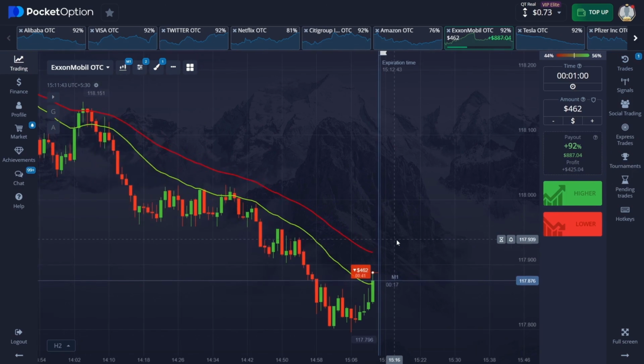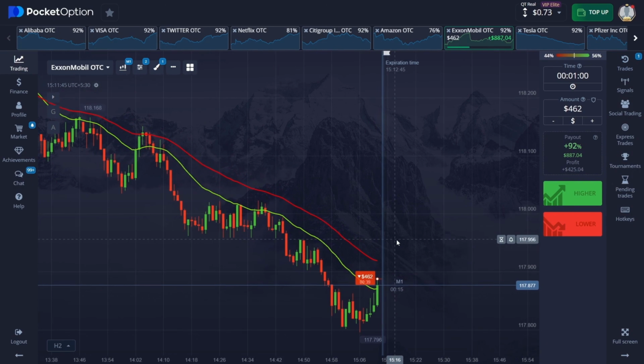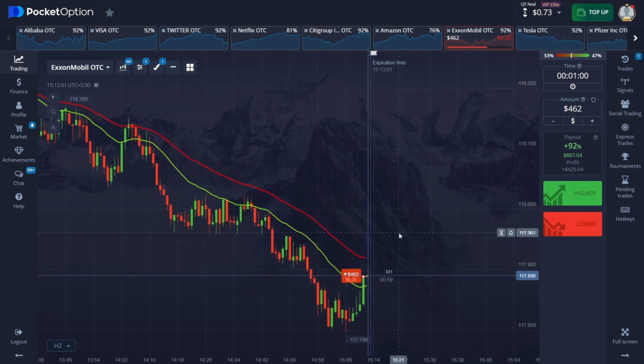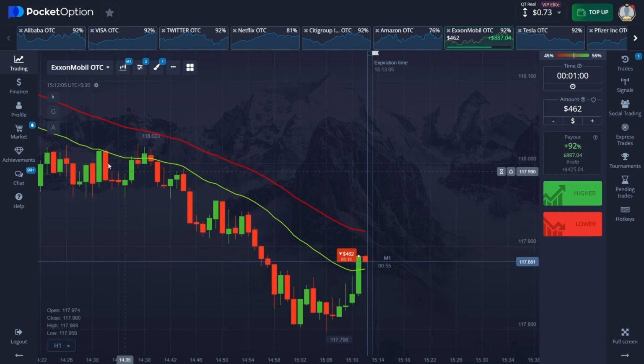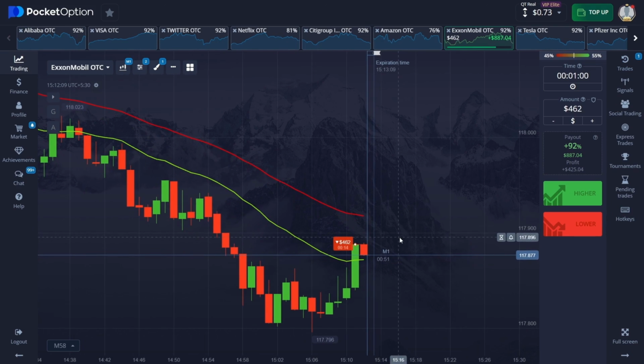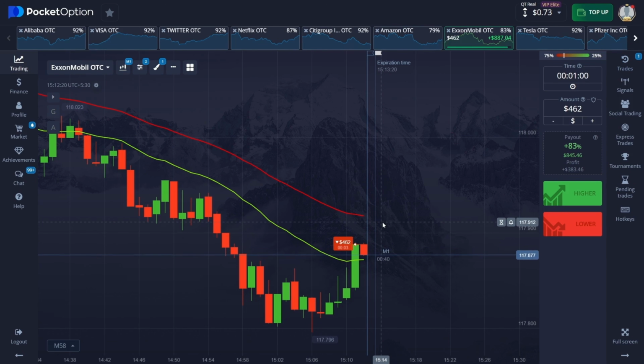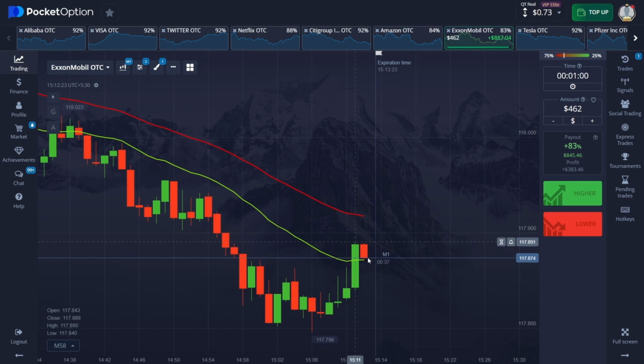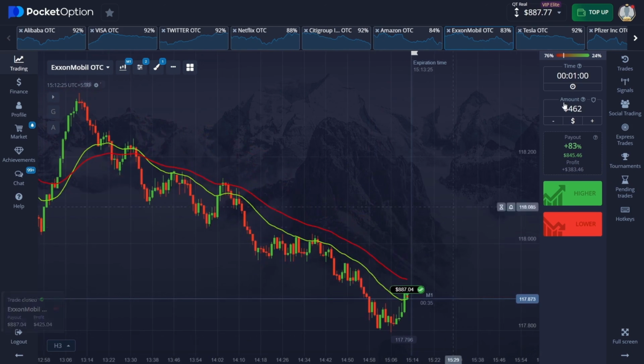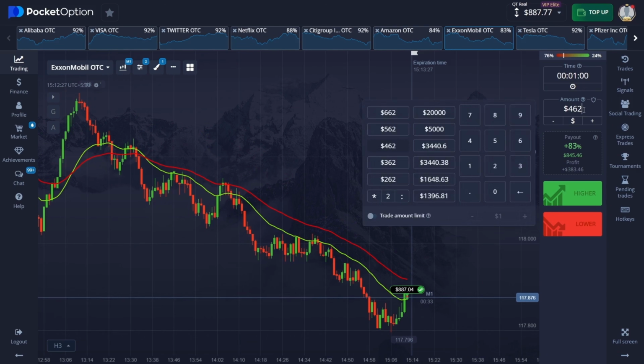Currently, the trade is in our favor with 40 seconds left. Avoid trading against the trend. We need this candle to be red, and with only 10 to 12 seconds remaining, the trade is looking good. With just 2 seconds left, it's a win. My balance is now $887 from $10.